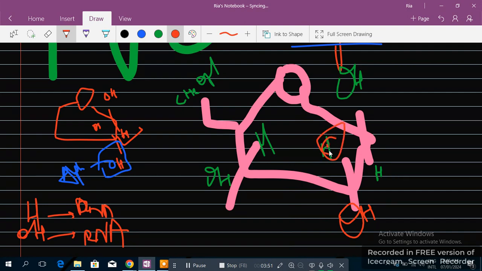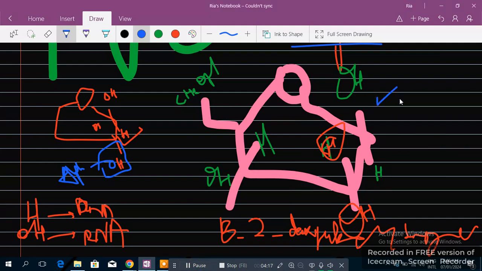When you see only H is present, we can say the change is only possible when you have beta sugar, and that will form the structure of deoxyribose sugar. Deoxyribose sugar. Okay, this is ribose sugar, and secondly this is deoxyribose because there is an exchange.